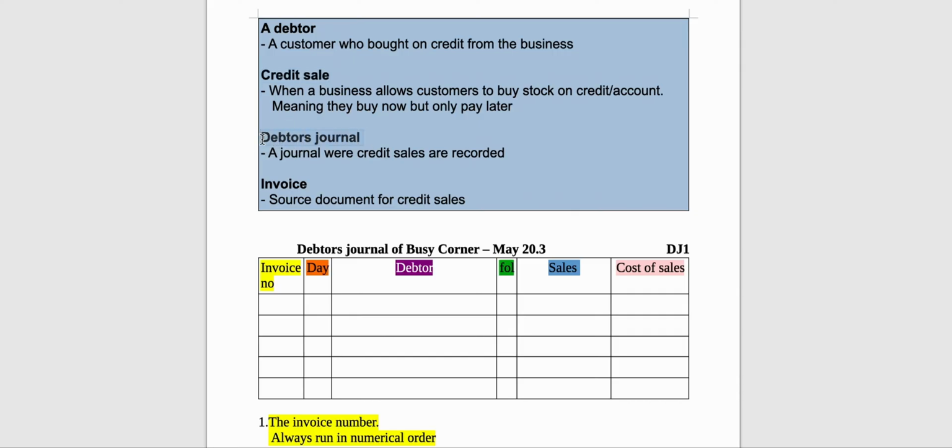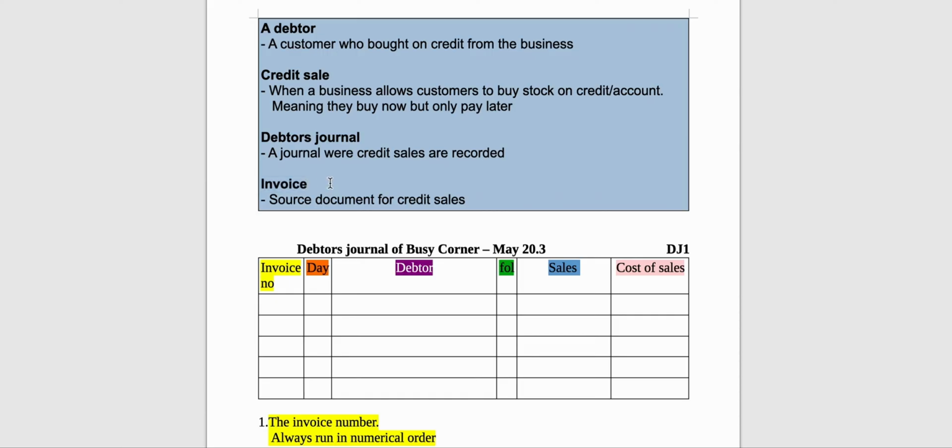Debtors journal. So what a debtors journal is, this is a journal where all the credit sales are recorded. So each time a customer comes and buys on credit, we record that transaction in a debtors journal. Invoice. Invoice is a source document for credit sales. So this is the first document where a credit sale is recorded.